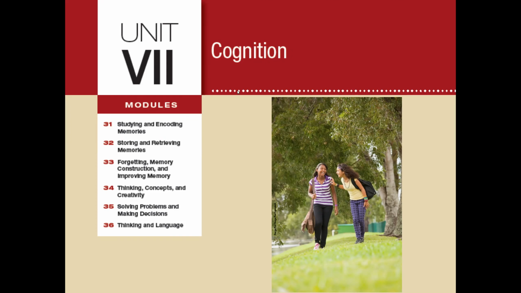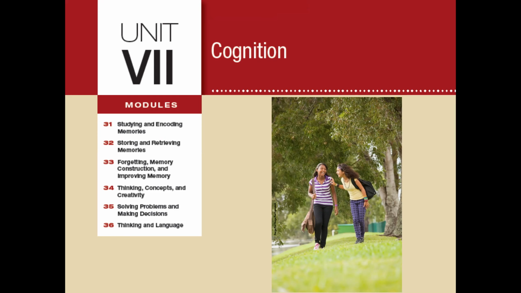So welcome back to Unit 7, Cognition. We are on Module 35, Solving Problems and Making Decisions. I know I say this with a lot of the modules, but this one is really important, both within this class and if you're taking AP Psychology.